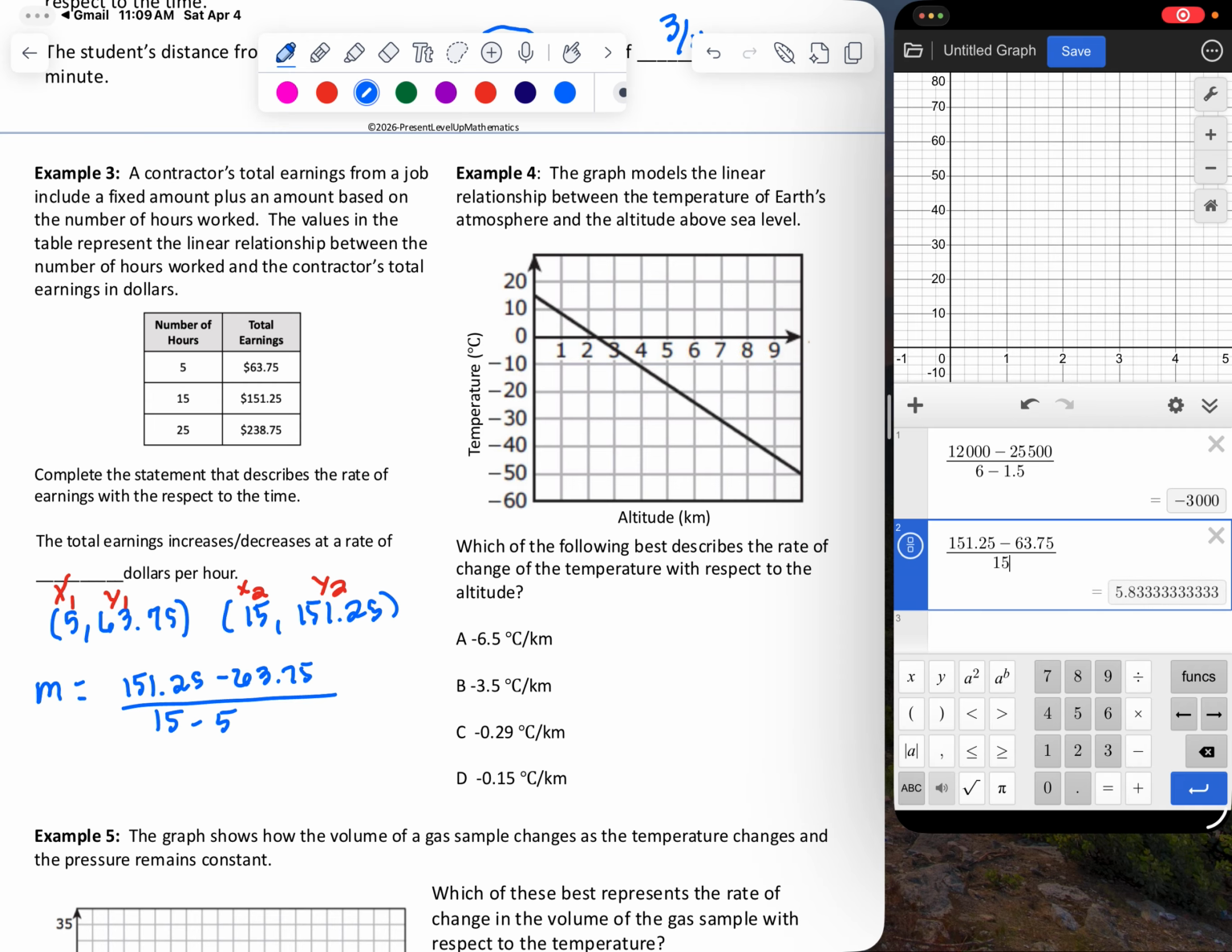Should be on the bottom. 15 minus 5. And that gives me positive 8.75. So in this problem, our rate of change is positive. So that means the total earnings are increasing at a rate of $8.75 per hour.